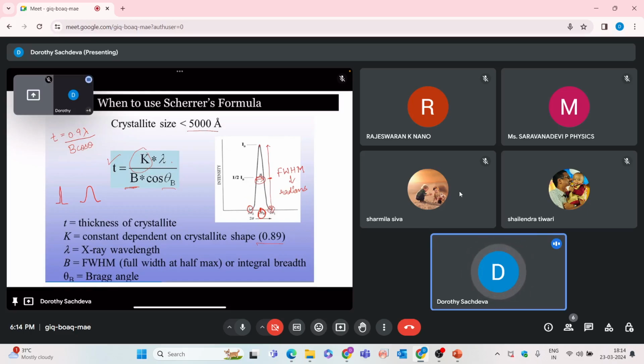So if the crystallite size is larger, then your FWHM will be smaller and your peak will be sharper. And if your crystallite size is in the nanometer regime, then your peak will be much broader as compared to your bulk sample. So using this width of your peak, you can calculate the crystallite size.